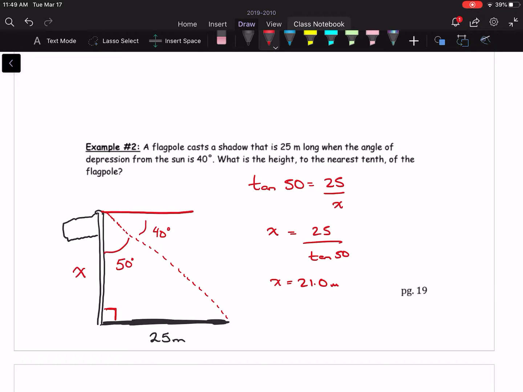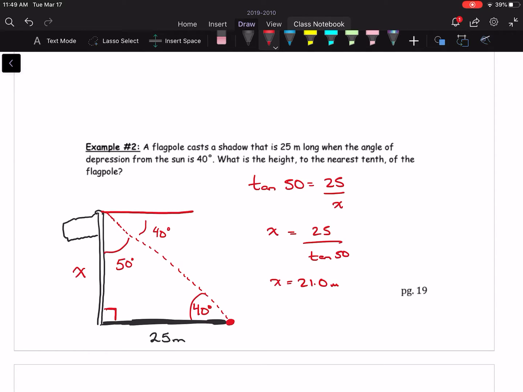Okay, and again, as I mentioned in the previous video, if I look from the perspective of the shadow looking up to the top of the flagpole, it actually has an angle of elevation, and that angle of elevation is actually going to be 40 degrees, and that should make sense as well, because I know the sum of all the angles in the triangle need to add up to 180.